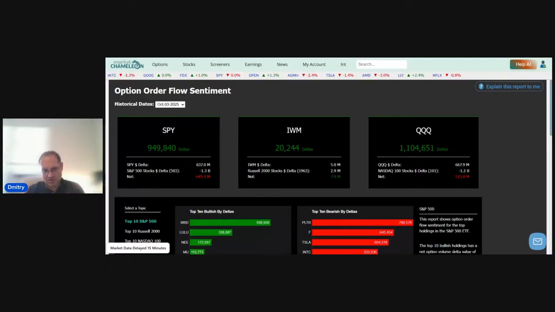So for example, in SPY, we're not open yet, so this is as of Friday's close. The net delta was 949,000 according to our data, positive, which was more positive than negative. So in the green, it's positive, bullish. If it's red, it would be negative, bearish delta. Okay. So you could see SPY, IWM was 20,000, QQQ 1.1 million, positive deltas.